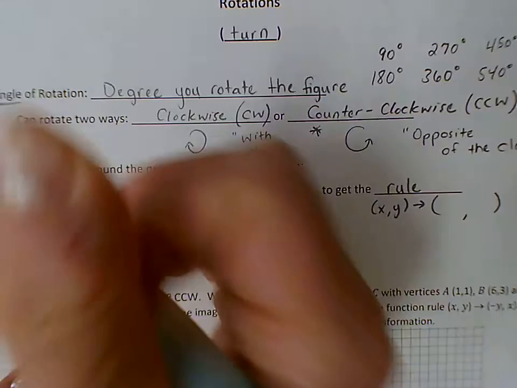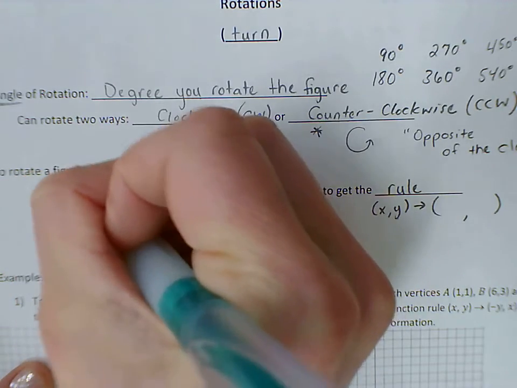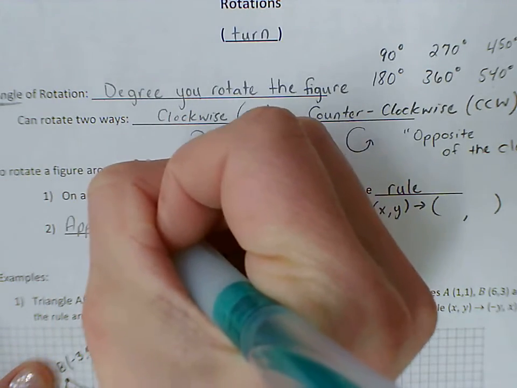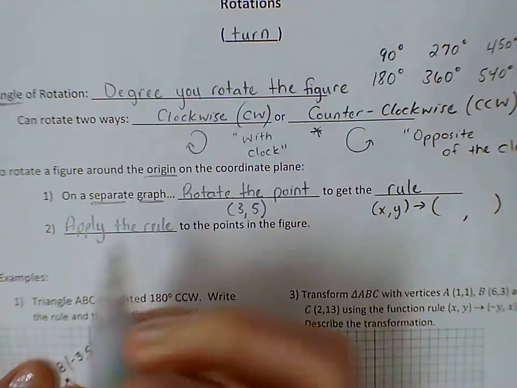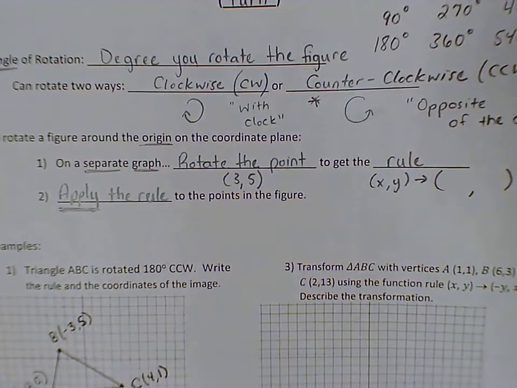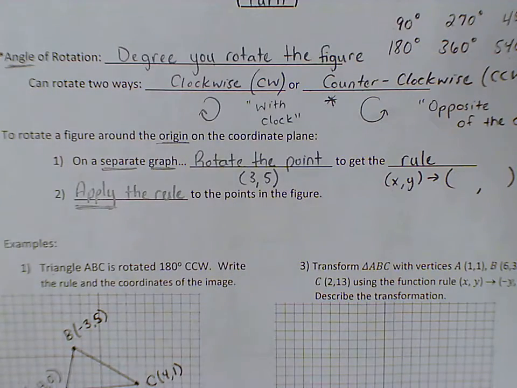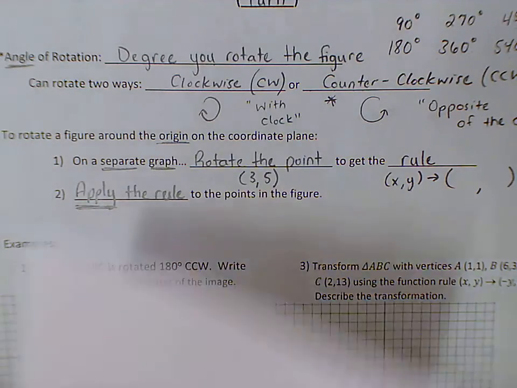And then all you have to do is apply that same rule that you just got, because it'll be true for anything that you rotate that many degrees. You apply that rule to the points that are in your figure, and then you're done. You have rotated that figure, okay? And then if you have to graph it afterwards, you can graph it. All right, so we're going to practice that, so I'm going to show you a little example here so you can see.